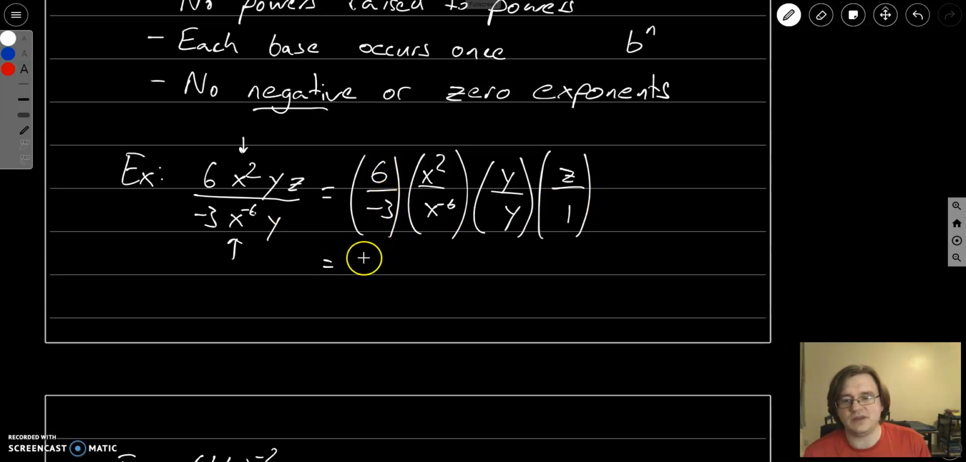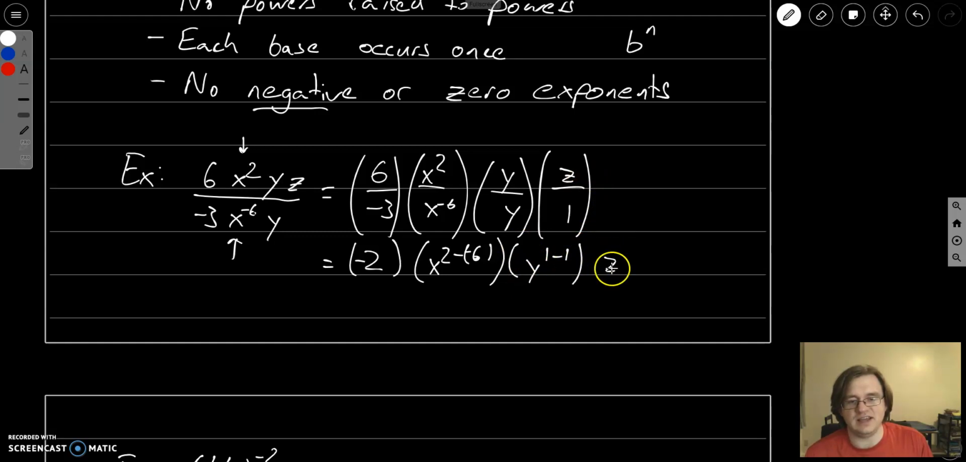6 divided by negative 3 is going to be negative 2. Here we have a couple of exponents being divided. We know that we subtract exponents when we divide. So this is going to be x to the 2nd power minus negative 6. Here we have a y divided by y. So this is going to be y to the 1st power minus 1. And here I've just got z. Anything divided by 1 is just itself.